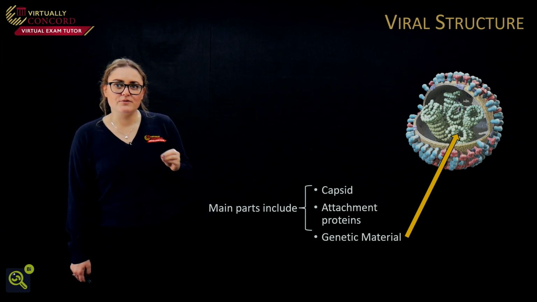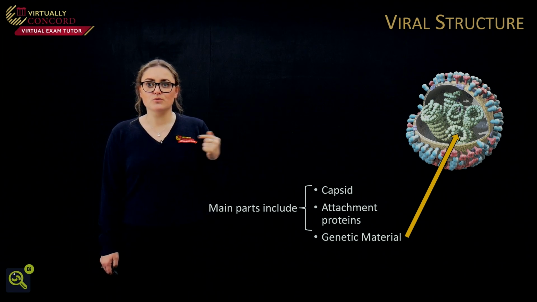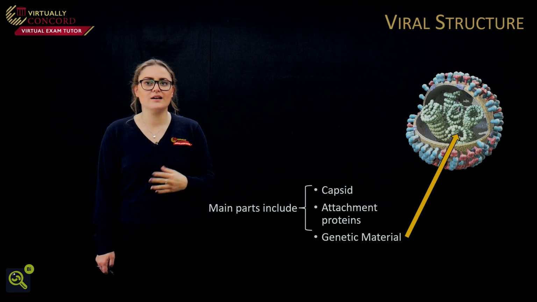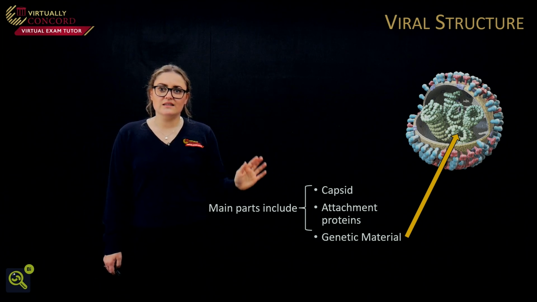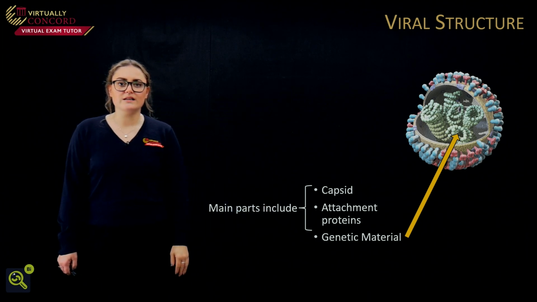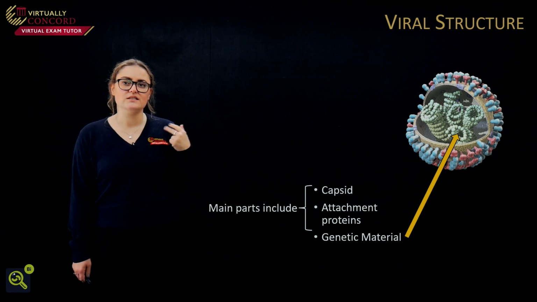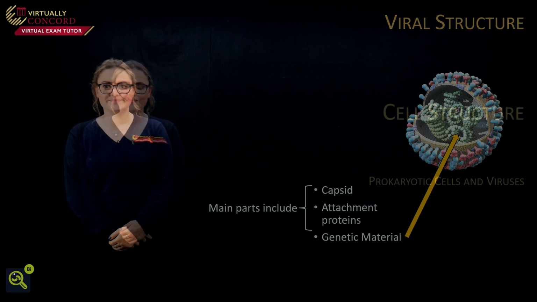Now, you will look at the structure of the HIV virus in more detail later in the course and also have a look at how those viruses replicate. But for now, you just need these basic structural points, so the capsid, the attachment proteins, and the genetic material. In this video, we covered the structure of prokaryotic cells, we compared prokaryotic cells with eukaryotic cells, and we looked at the structure of viruses. The next set of videos are going to cover the methods of studying cells.